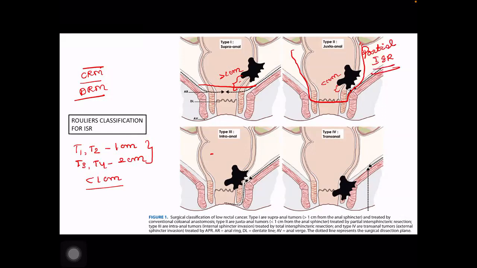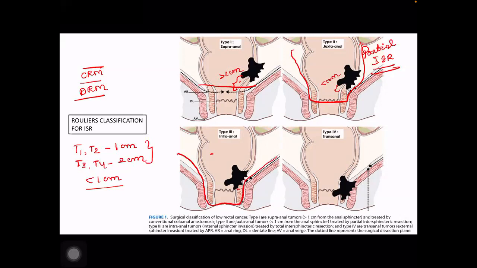What is type 3, intra-anal? The tumor is involving the anorectal ring, so it is involving the internal sphincter. As I said before, if the tumor is involving the internal sphincter, you can try to do a sphincter saving surgery, but if it is involving the external sphincter, you can't. If the tumor involves the internal sphincter, you have to completely take off the internal sphincter and leave only the external sphincter. So this is type 3.